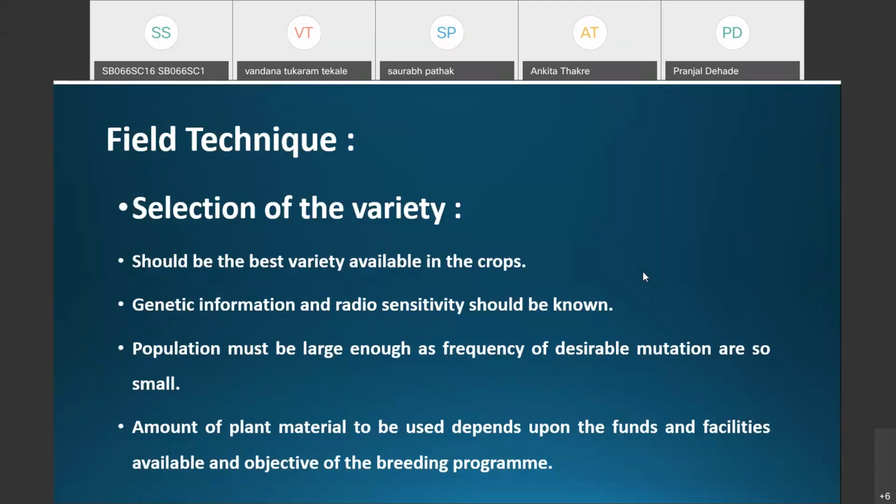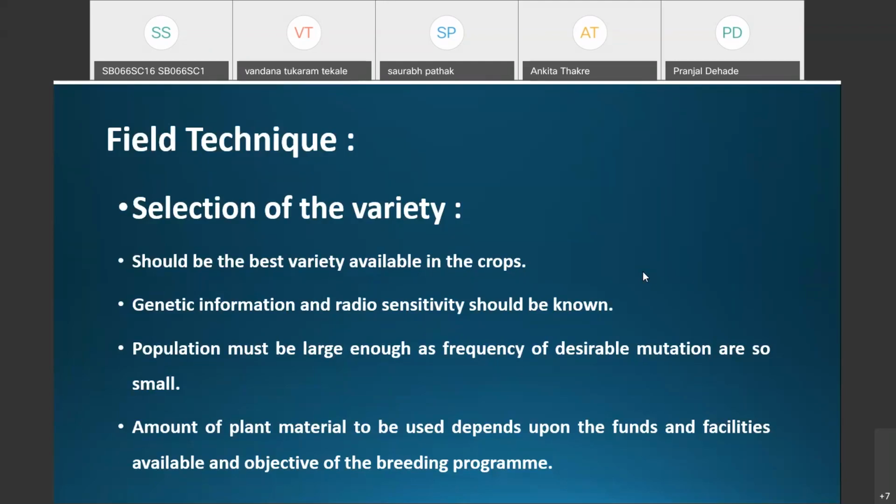The variety which is selected for mutation breeding should be the best variety available in the crop. Then another important thing, the genetic information and the radio sensitivity of that particular variety should be known previously.